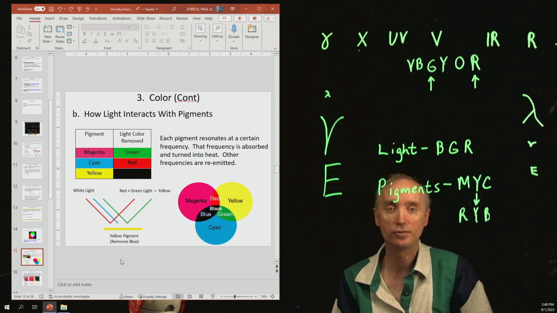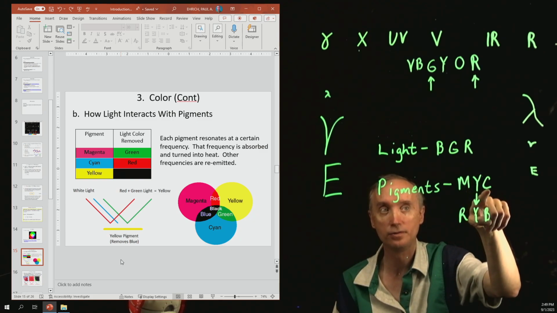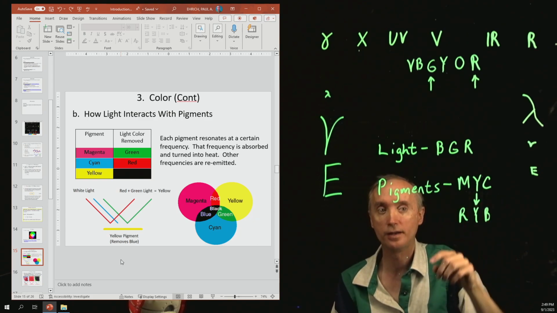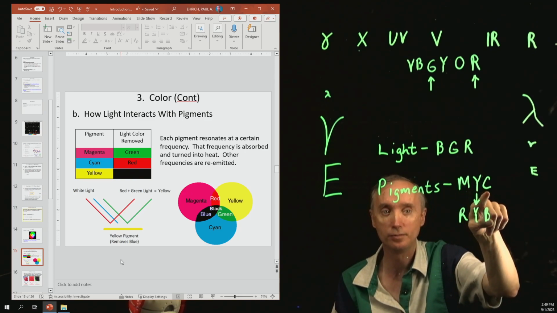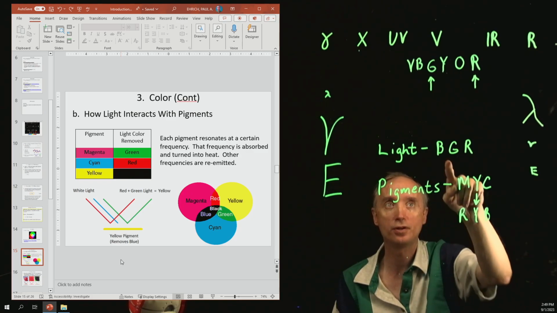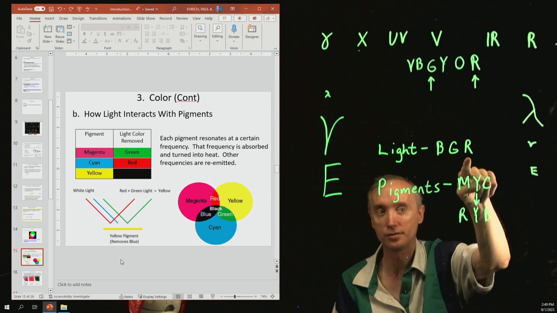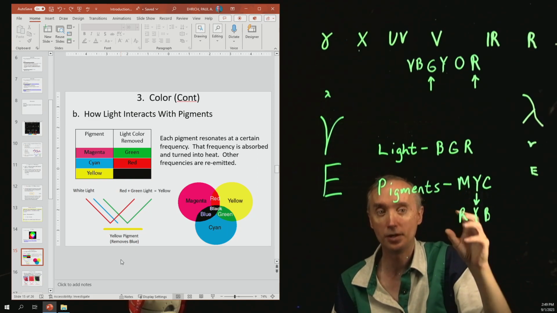And the next time that you go to a store to get color cartridges for your inkjet printer, you might notice that they sell magenta pigments, they sell yellow ones, and they sell cyan ones. So by mixing different combinations of these three pigments, you can make any color that you want. So in the same way that you can mix any of these light colors to make any color of light, you can mix any of these pigments together to make any color of pigment.